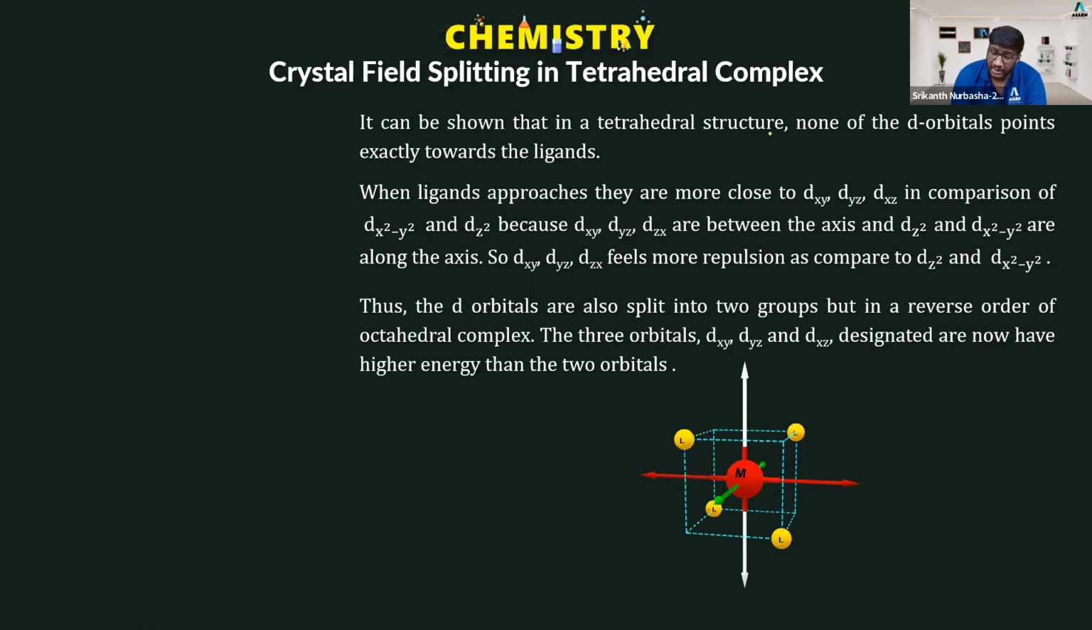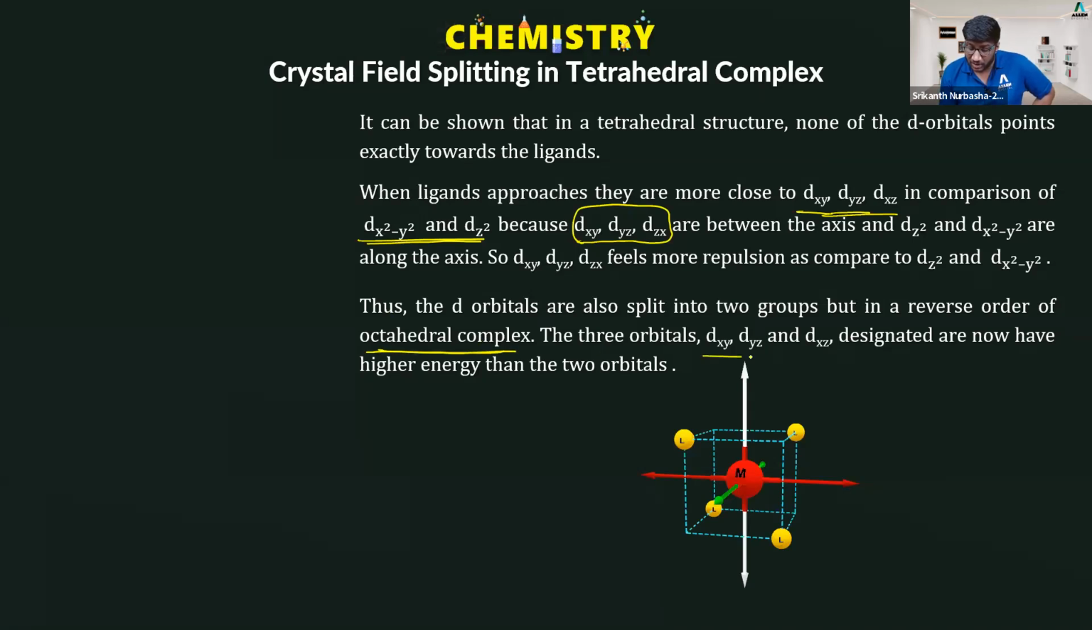So it can be shown that in a tetrahedral structure, none of the d orbitals points exactly towards the ligands. When ligands approach, they are closer to dxy, dyz, dzx in comparison to dx2-y2 and dz2, because dxy, dyz, dzx are in between the axis and dz2 and dx2-y2 are along the axis. That is why the t2g set here in the tetrahedral we call T2 set, eg as E set. So the T2 set will have more energy when compared to the E set.